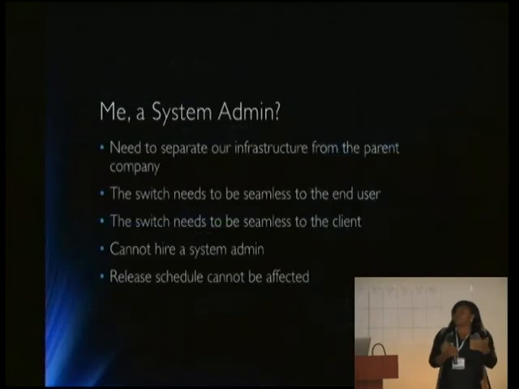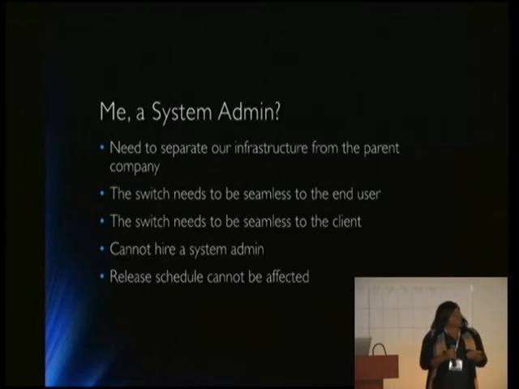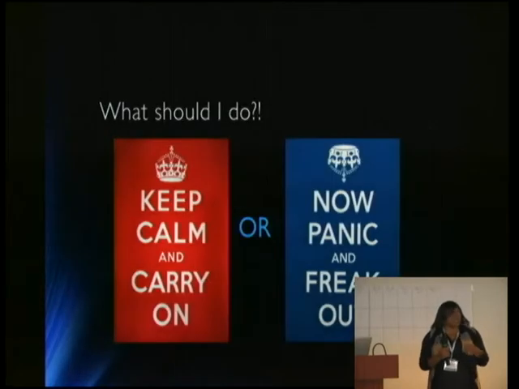So one day, my director called me into the office and he basically said, we need to do the following things. We need to separate from Tribune's infrastructure. The change has to be seamless to all of our end users as well as seamless to all of our clients. And the release schedule cannot be affected. Oh yeah, by the way, we cannot hire a new system admin. While he's talking to me, I'm having this internal freak out moment. I'm like, oh my God, I don't know anything about this stuff. How the heck am I going to pull this off?